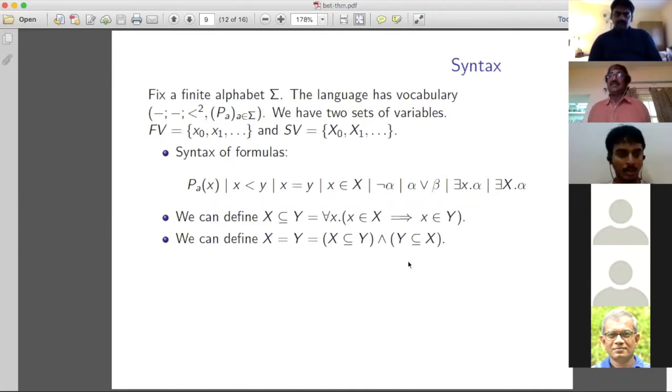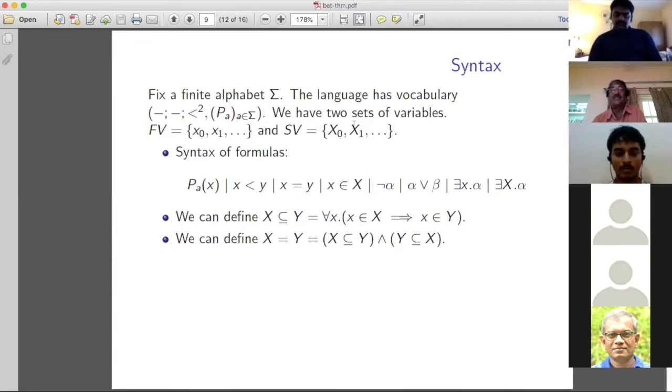What is the syntax of the logic? Well, fix a finite alphabet sigma. And the language has vocabulary, no constants, no function symbols. You have the order predicate, the order relation, and for every element a, you have a unary predicate P_a. So the intention is that this is going to talk about the set of all elements that are labeled a.